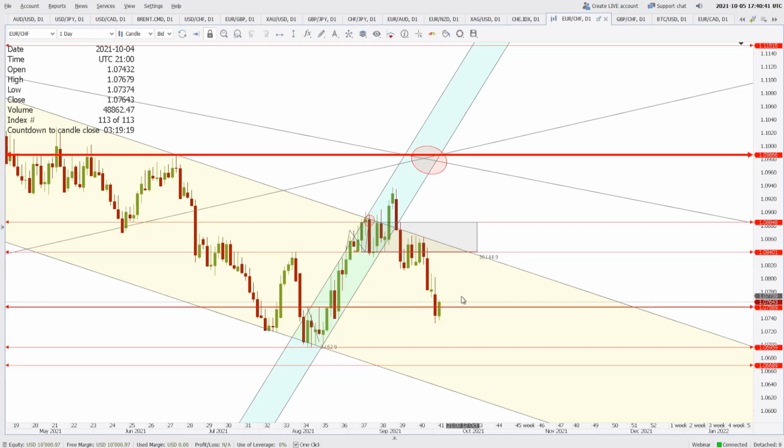But still I am bearish on this pair, and I am expecting 1.06959. But since the price is going higher, if it closes the day higher than 1.0756, then maybe 1.0840 is also possible in this market.